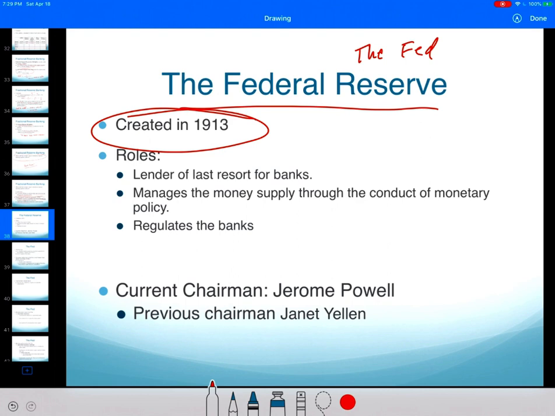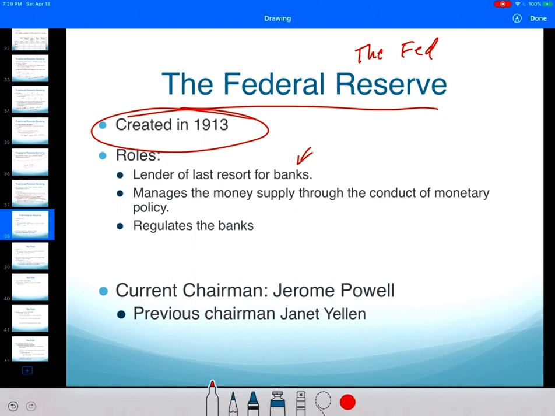It's a lender of last resort for banks. That is, when banks are having hard or tough times, the Fed is supposed to step in and help them. This is actually where the Fed fell down during the Great Depression. The Fed did not do a very good job because it was supposed to serve as a lender of last resort, and it didn't with a lot of the banks. There were a lot of bank failures during the Great Depression. But it is supposed to serve that role.